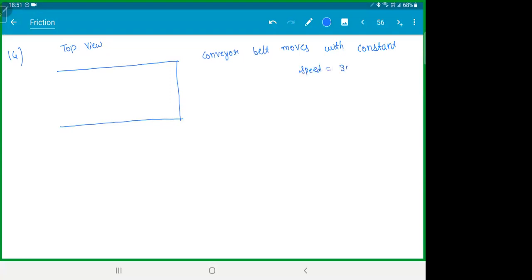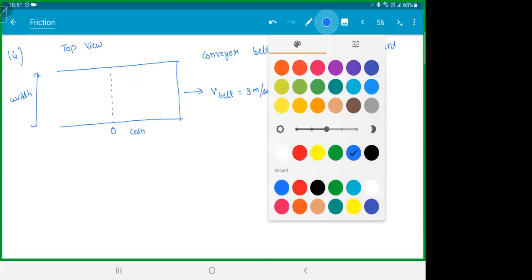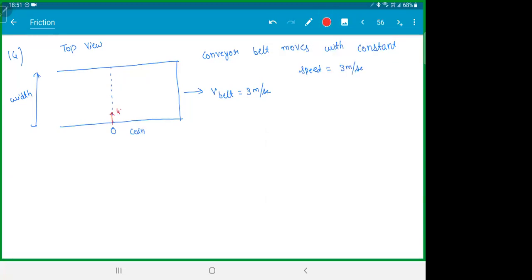Three meters per second. The speed of the belt is 3. This is the width of the belt. Then what you did, you took a coin and you projected it inside with 4 meters per second along the width. So you can treat this as the y-axis and this as the x-axis.